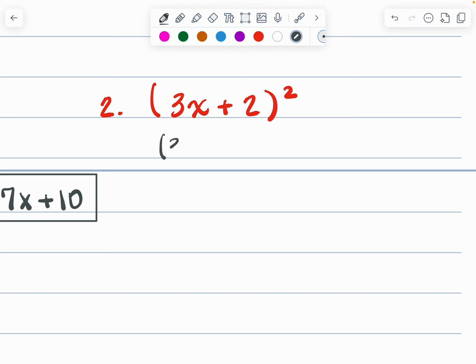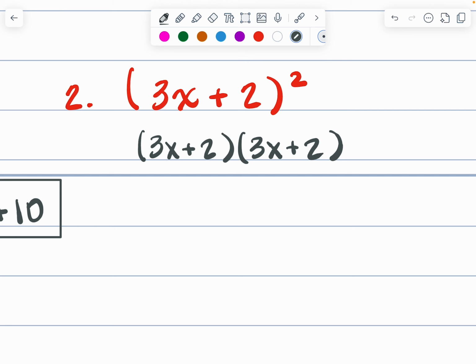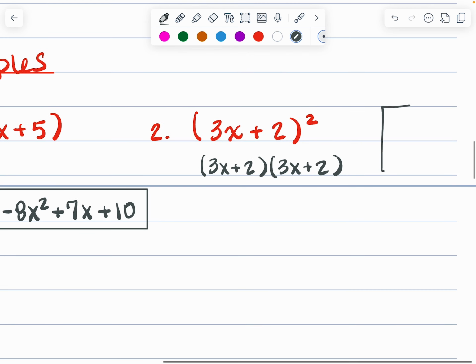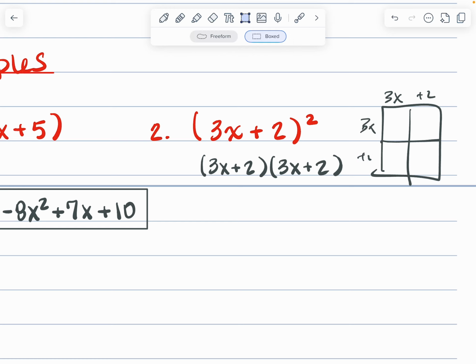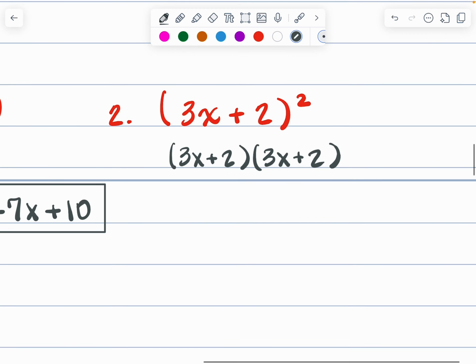So the first thing you want to do is expand and rewrite the problem as 3x plus 2 times itself, because that's what squaring means. And now we have a binomial times a binomial. And again, if you want to do the box method, you totally can, right? This is just going to be a 2 by 2, so you're just going to write 3x plus 2, 3x plus 2. Sorry, it's really sloppy. And then fill it in just like we did a second ago. On this, I'm going to do the distributive method, though, in case anybody's interested in doing it that way.